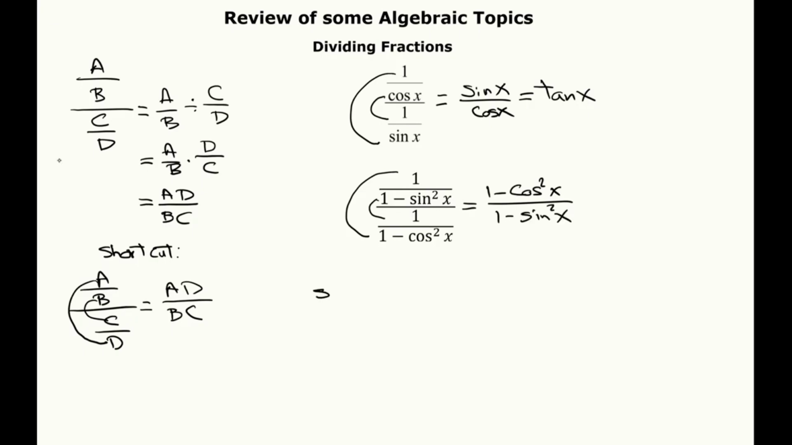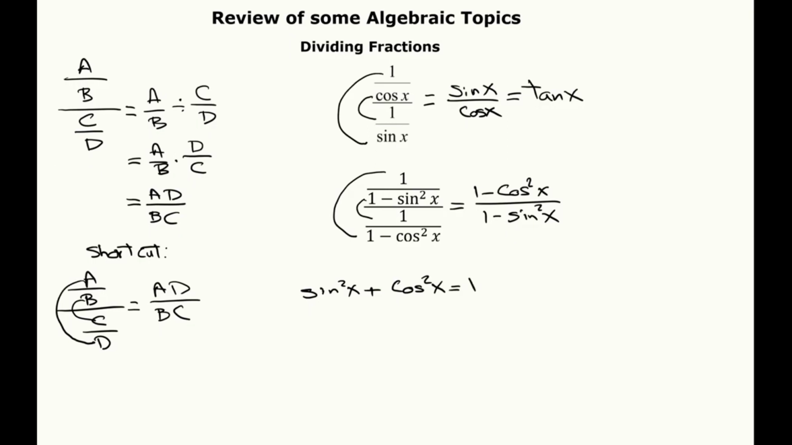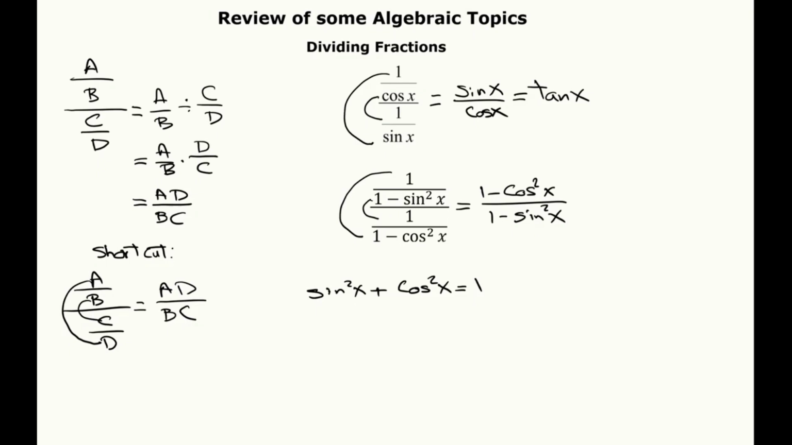Now we remember that sine squared x plus cosine squared x equals 1 from our previous video. So notice that if I move cosine squared to the other side, I end up with sine squared x equals 1 minus cosine squared x. Or if I keep the cosine squared on this side and move the sine squared to the other side, meaning subtract sine squared from both sides, I end up with cosine squared x equals 1 minus sine squared x.